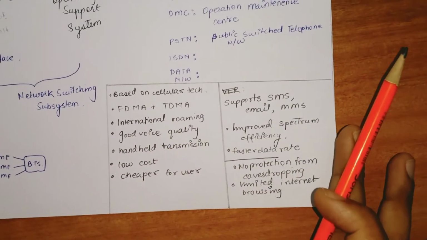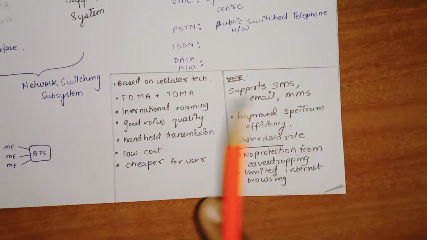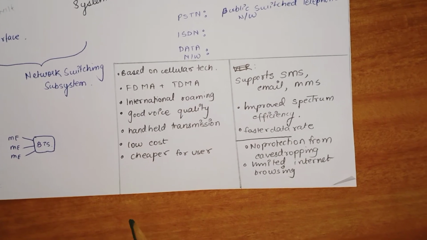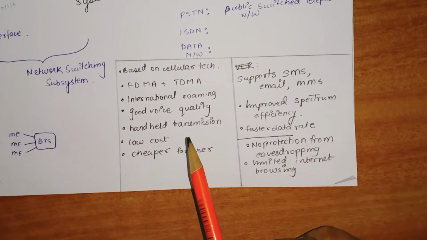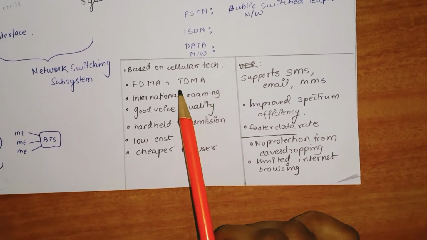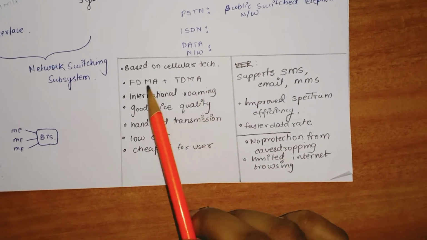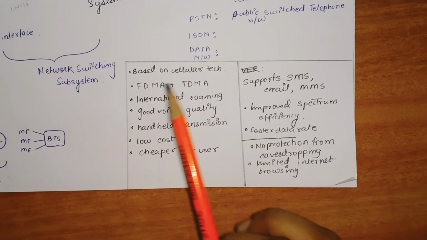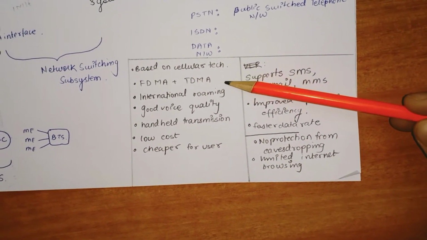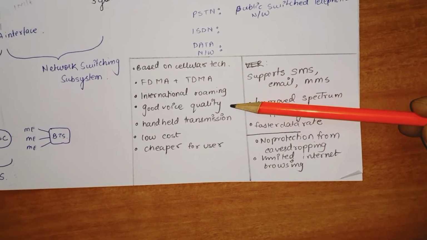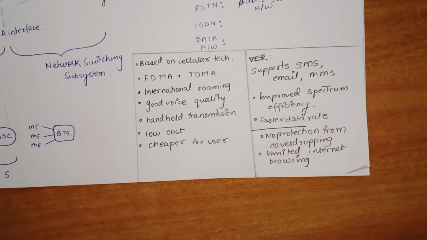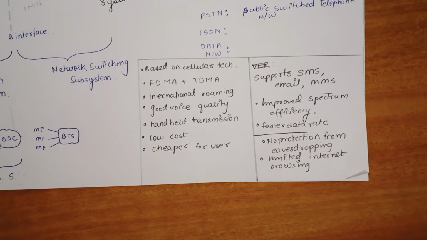It is based on cellular technology. It has FDMA and TDMA. FDMA is frequency division multiple access, and TDMA is time division multiple access. So FDMA and TDMA work in unison to form GSM. It supports international roaming. It has good voice quality. It is good for handheld transmissions like your cell phones. You can move around and your phone still works.